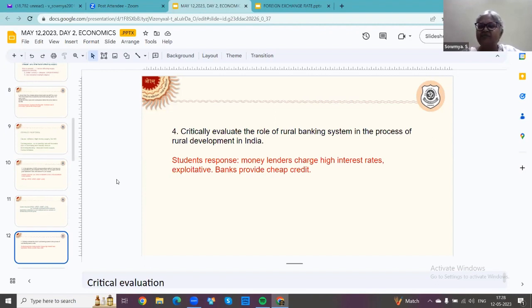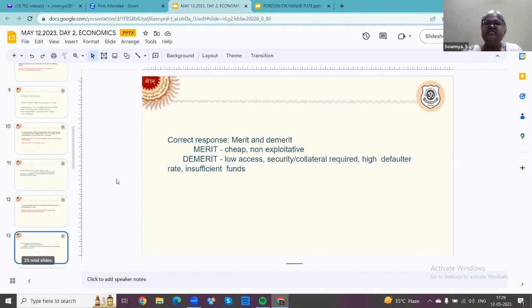Yeah, teachers, what else? Inefficiency, they don't have a lump sum amount to give. If the farmers are asking for 1 lakh, they are giving only 50,000. A lot of insufficient funds. Bankruptcy, they are not able to return the loan amount. So these are the critical evaluation. Am I correct, ma'am? Correct, ma'am. Defaulters, willful defaulters, and then insufficiency of funds.